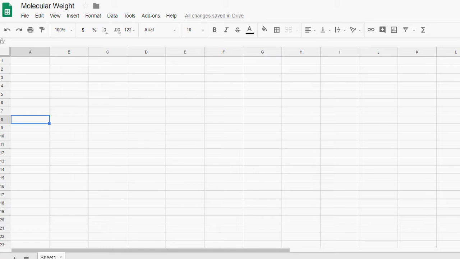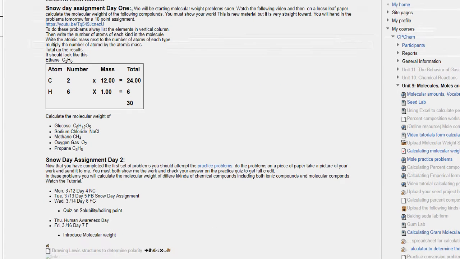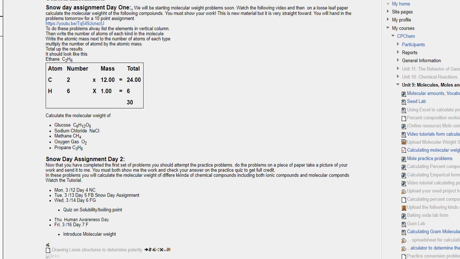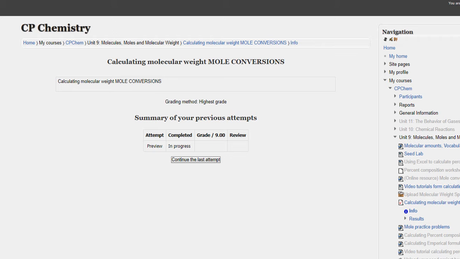Okay, today I'm going to give you a little bit more help with doing the molecular weight problems. What I want you to do is go to Moodle, and you're going to go to these practice problems, Snow Day assignment number 2, practice problems. When you click on it, you're going to get to this quiz.